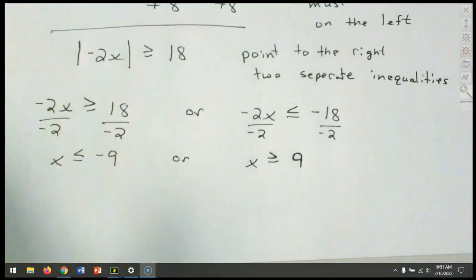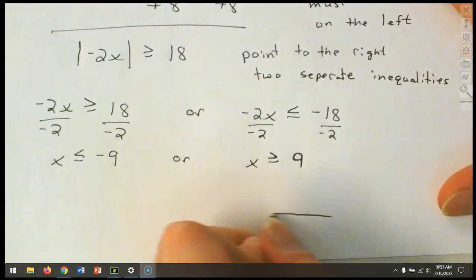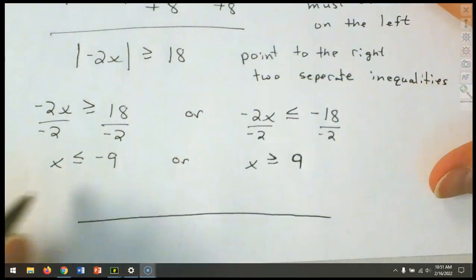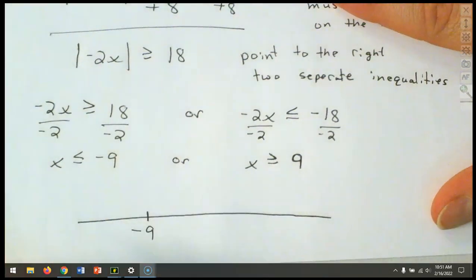Now, what does it look like? We have to remember what it looks like. If it points to the right, that means it goes out in each direction. We can graph it if you want. If you want to put these on a number line, graph them, you can. But just remember, if it points to the right, it goes out to the right. Both directions, left and right. So negative 9 is here. Positive 9 is over here.